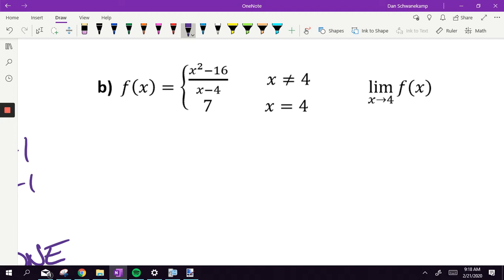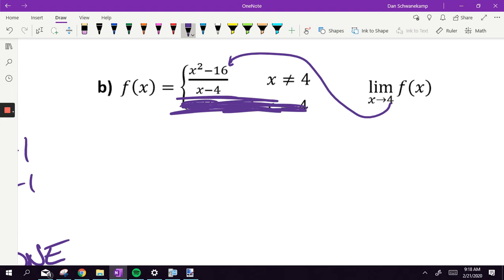So if I'm finding a limit, I don't care what happens at 4. I care what happens on the left and right of it. Well, how am I going to find that? By using that top equation. So that's what I'm using here. So if I'm finding the limit as x approaches 4, I'm plugging into this top equation where it's not equal to 4. It seems weird, but true.